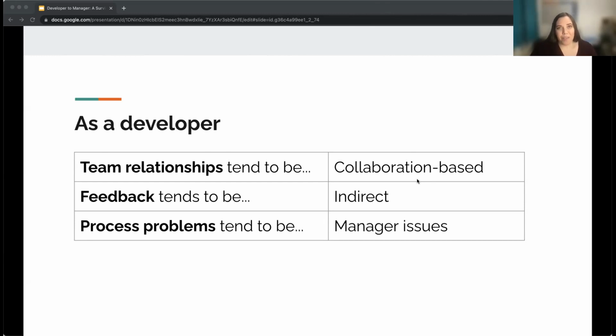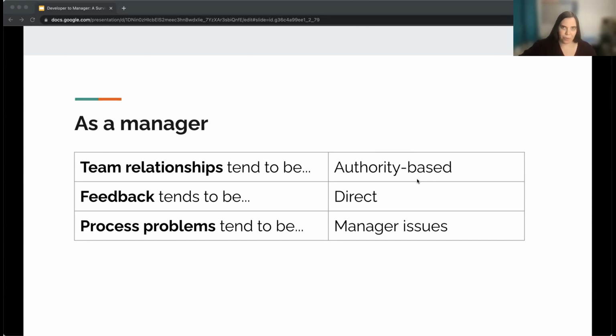And then finally, the process problems really belong to the manager, because even if you see major changes you can make, and don't get me wrong, developers can have amazing insight into how process problems can be fixed, ultimately, you're not responsible for it. It's the manager who accepts your recommendation who's responsible for the impact.